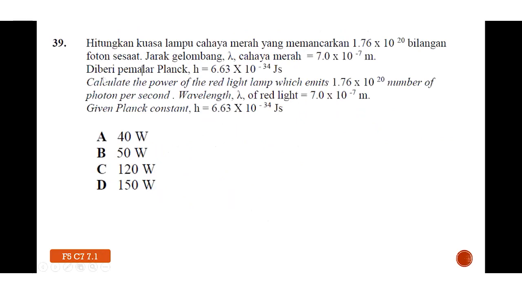Then 39, we are entering the last chapter already, on quantum physics. Calculate the power of the red light lamp which emitted 1.76 times 10 power 20 photons per second. The wavelength is 7 times 10 power negative 7 meter, and the Planck constant is given as 6.63 times 10 power negative 34 joule second. For this topic, you all need to know the formula related to power. In general, energy is Planck constant times frequency, and then power is actually NHF, where N is the number of photons.